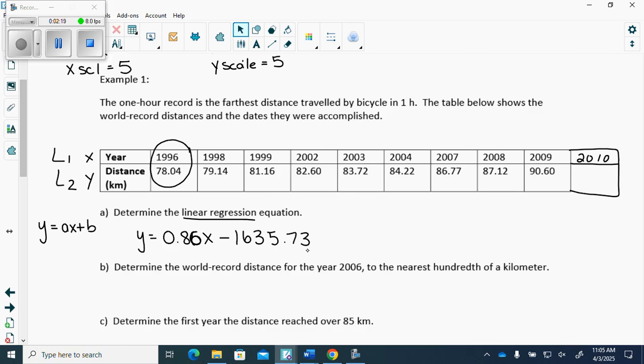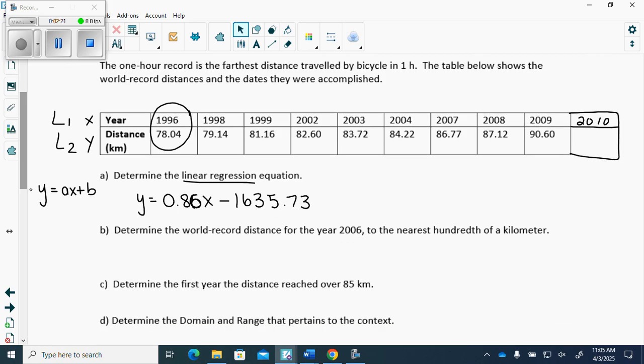Okay. Here it says, determine the world record distance for the year 2006. And then we went to the nearest hundredth of a kilometer. So year 2006, is that X or Y? I always label my tables. Label my table. It's X. So they gave me X equals 2006.